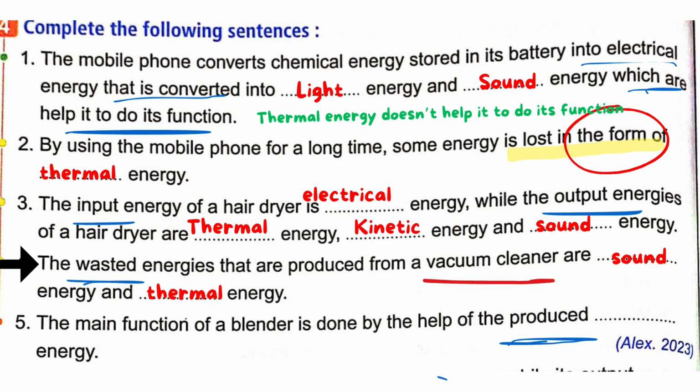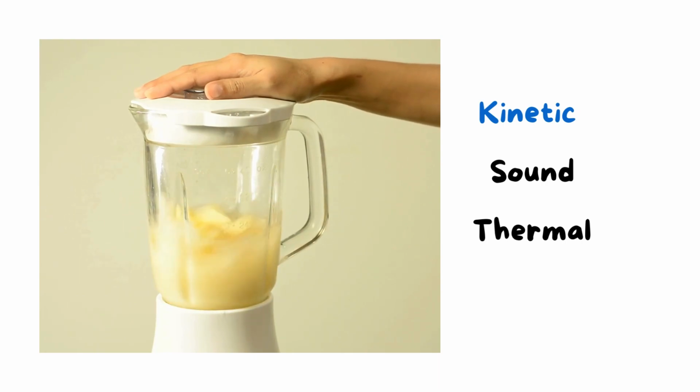The last question we have now: the main function of a blender is done by the help of the produced which energy? This question came in the Alexandria exam last year, so it's important to practice this type of question. The main function of the blender, as we see here, is kinetic. It produces kinetic, sound, and thermal.